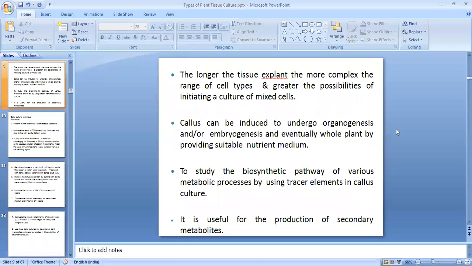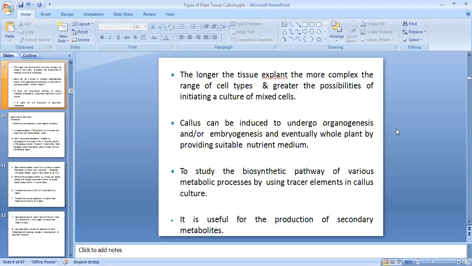When you are isolating the explant from a part of the plant, you have to give great care. The larger the tissue explant, the more complex will be the range of cell types, and there are greater possibilities of initiating a culture of mixed cells. That is why the explant should be as small as possible in its size.